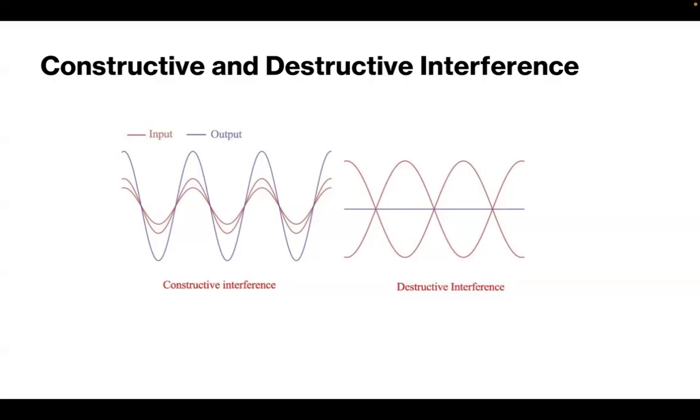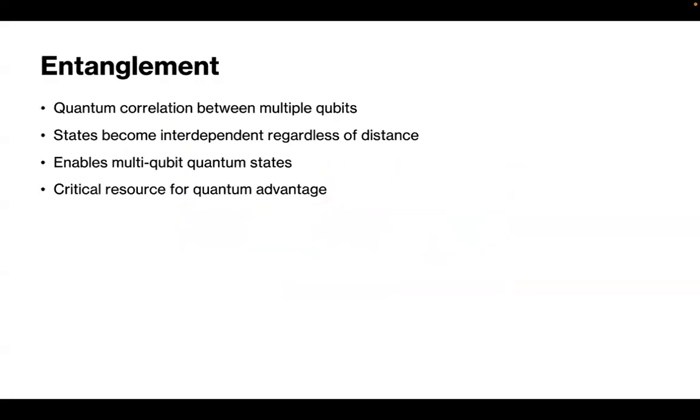Interference is the basis of many quantum algorithms and can lead to significant speedups in computations like Shor's factoring algorithm and Grover's search algorithm. This allows us to solve certain problems exponentially faster than any classical approach.